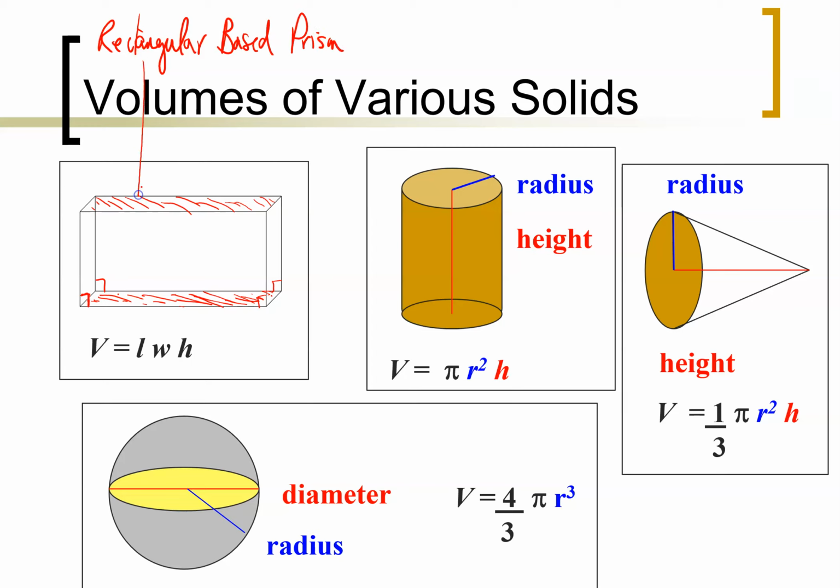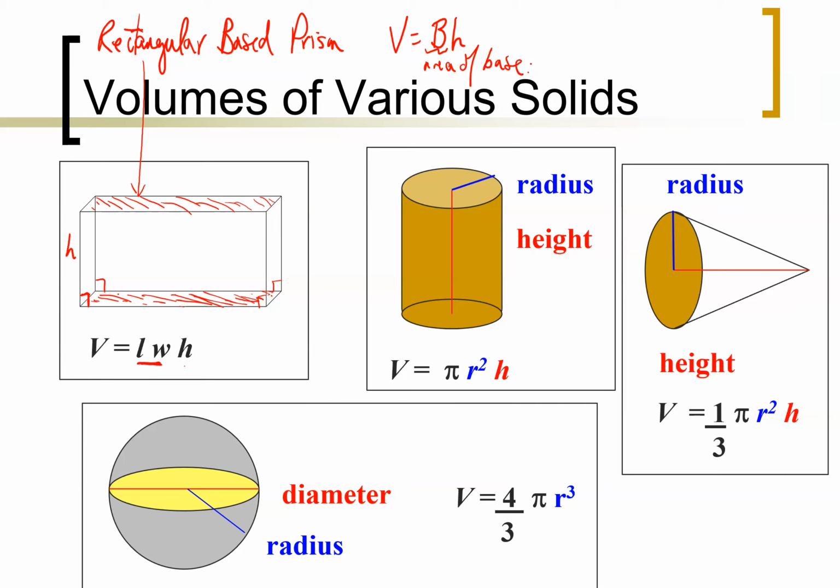Okay, and so its volume is made up of the area of the base, which is the length times width, multiplied by how high it is. And in general, for rectangular based prisms that have perpendicular sides, we say that the volume is the area of the base multiplied by the height. And so therefore, the shape of the base can change.